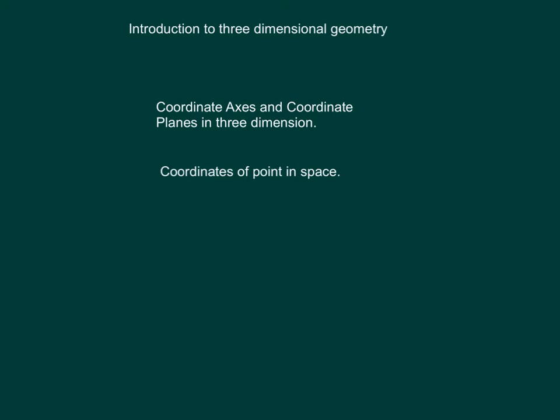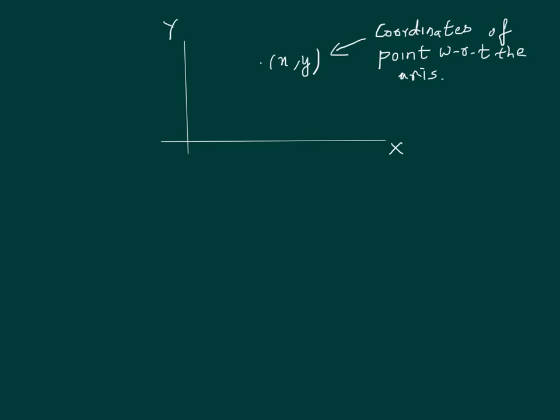Introduction to three-dimensional geometry. We start with coordinate axes and coordinate planes in three-dimensional geometry, and we move on to coordinates of a point in space. Recall that if we have to locate a point on a plane, we draw two perpendicular lines, name them as x-axis and y-axis. Then the coordinates of this point will be x and y.